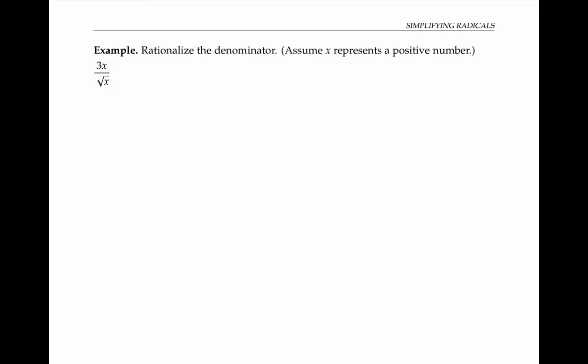This example asks us to rationalize the denominator. That means to rewrite as an equivalent expression without radical signs in the denominator. To get rid of the radical sign in the denominator, I want to multiply my denominator by square root of x. But I can't just multiply the denominator willy-nilly by something unless I multiply the numerator by the same thing, so that I'm just multiplying my expression by 1 in a fancy form and I don't change the value of my expression.